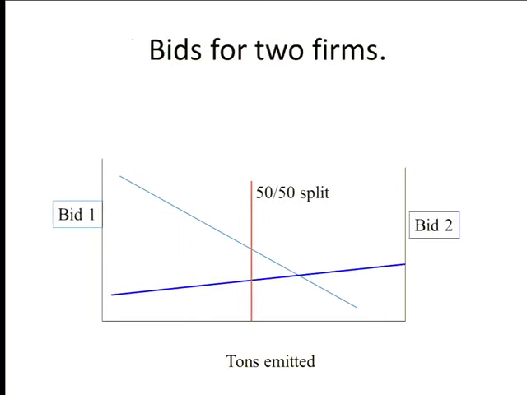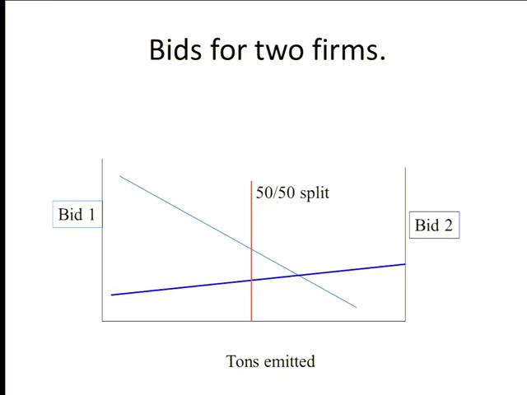Now I've drawn two firms. Here's tons emitted, and here's their bids. If you're over here, that means firm 1 emits nearly nothing, right? And firm 2 emits what's left, a lot. Come here, this is a 50-50 split. Come over here, there's the magic point where we should be. And when you get all the way out here, firm 1's doing all the emissions and firm 2's doing none. So that's the bids I've set down for two firms.